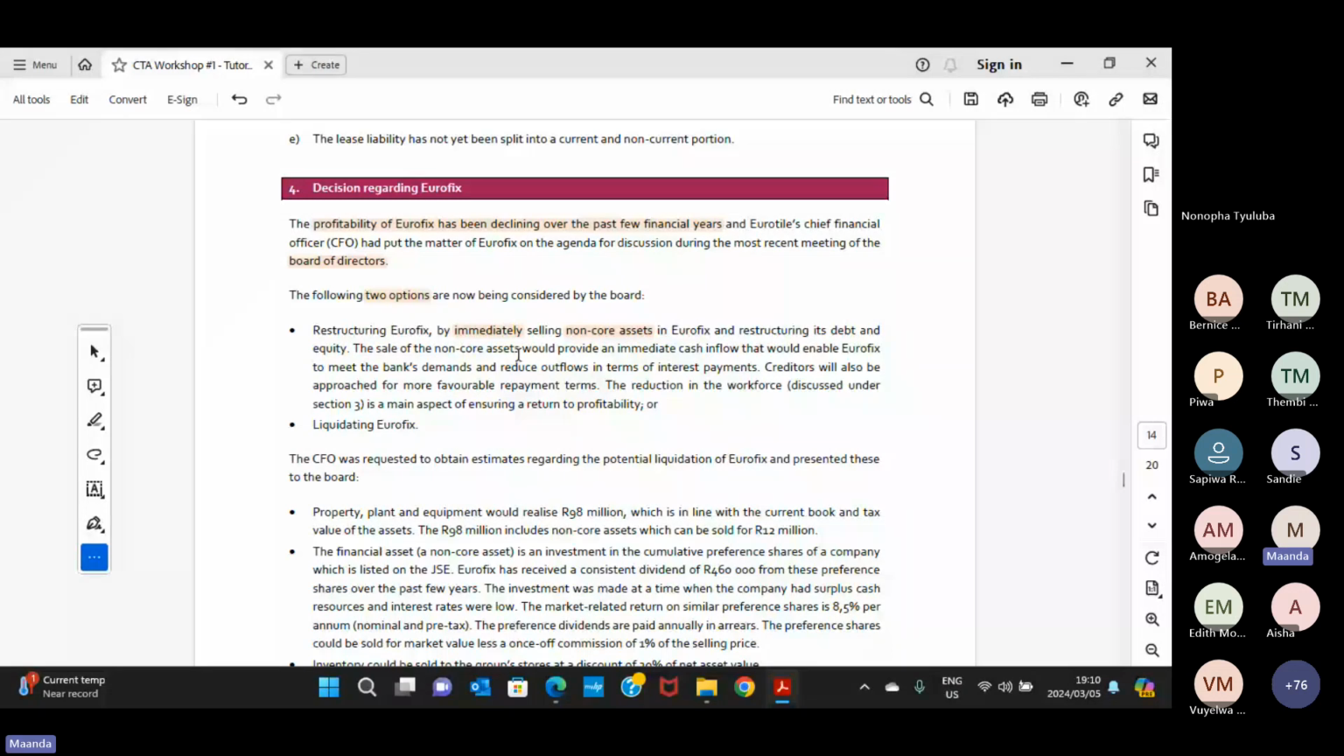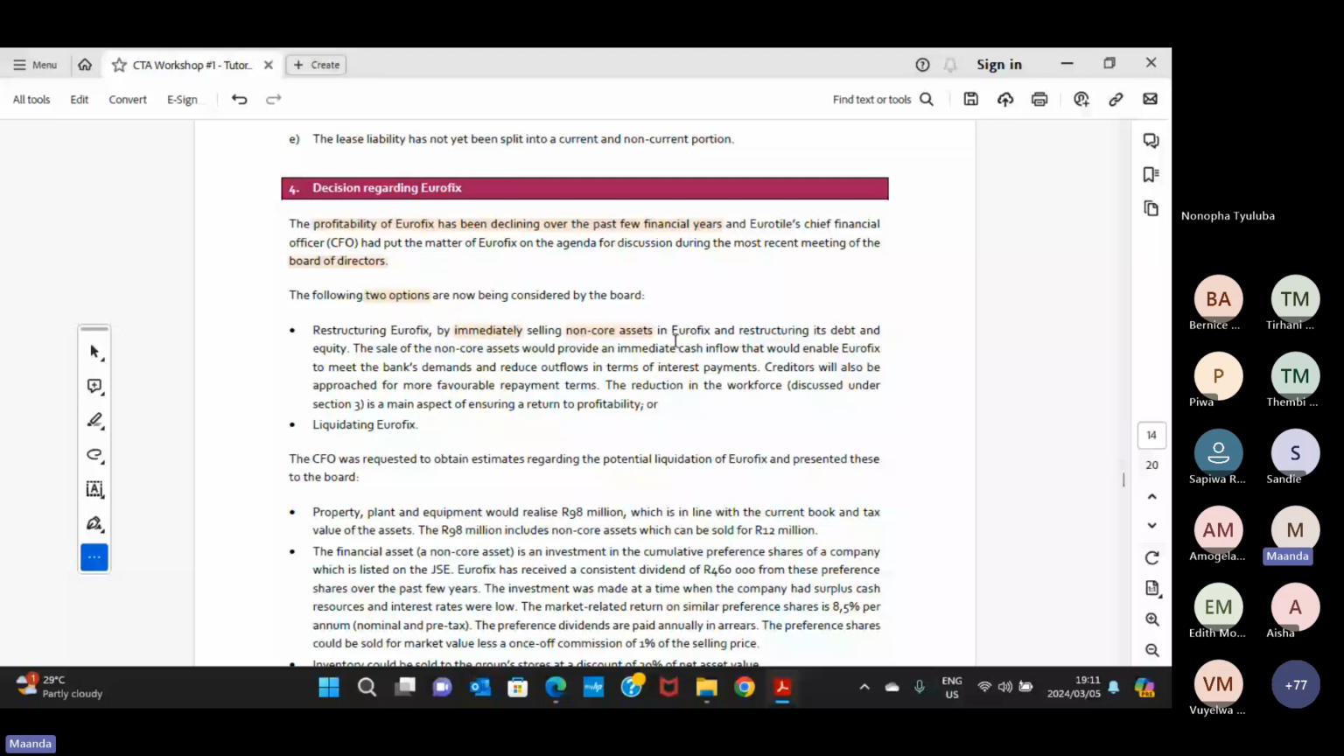Then in Eurofix, we are selling the non-core assets. Again, non-core assets means there are core assets and there are non-core assets. I need to know which ones are those non-core assets we're talking about, and which ones are the core assets. I'm being told the assets, I'm not just selling all the assets that I have, but only the non-core assets. So I need to be able to distinguish between which ones are core assets and which ones are non-core assets. That's the first thing that we need to do.